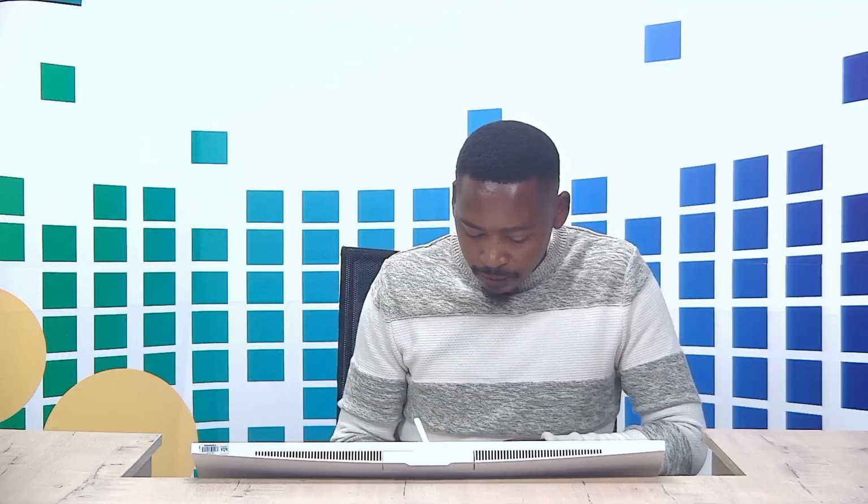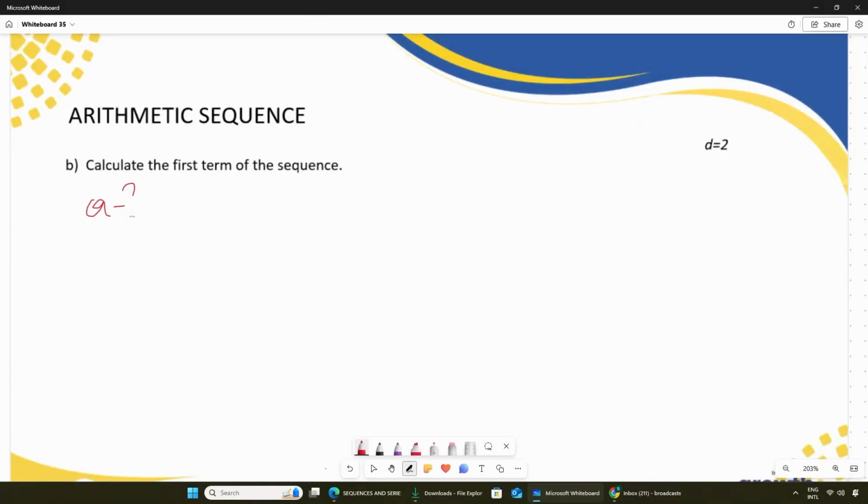And the next question: calculate the first term of the sequence. Remember, the first term of the sequence is A. That simply means they require you to calculate the value of A. Now, you have the constant difference D from the previous question. That means you're going to take one of the equations from the previous question. The first equation was A plus 4D equals 0.